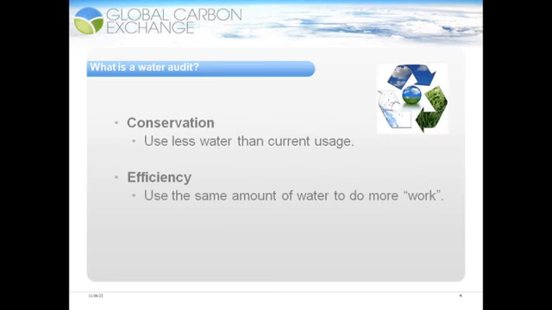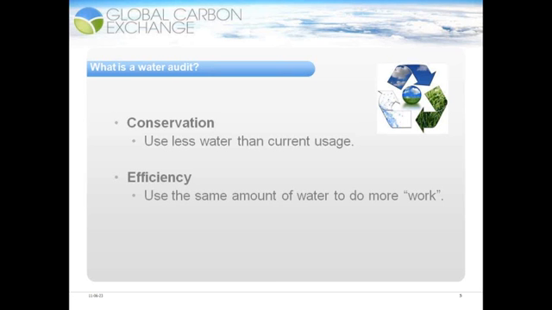Now, a water audit also includes the concepts of water conservation and water use efficiency relative to the defined boundary. So now let's have a look at what each of those mean. So conservation is to use less water than the current usage. So if you look at a facility or site, that facility or site will have a water usage baseline, whether that's over a day, over a week, over a month, or over a year. It is the current trend of how the facility is using water.